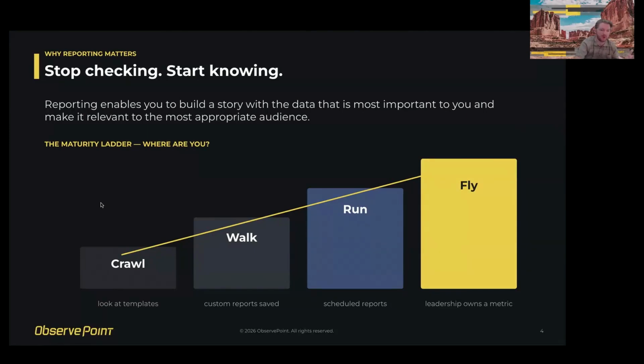So a quick check. Where are you on this ladder? Crawling is you're logging in to take a look. Walking is that you have saved a few reports and you go check them every so often. Running is you have scheduled and set up alerting, but flying is leadership owning some metrics found in these reports. So wherever you are, everything today is about moving up one step in this ladder.